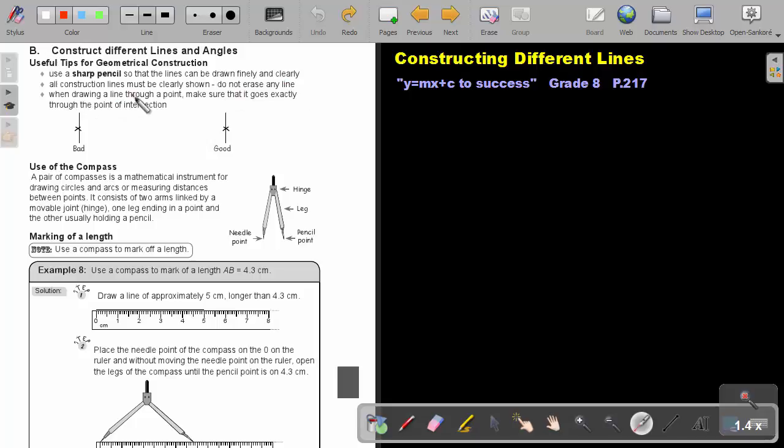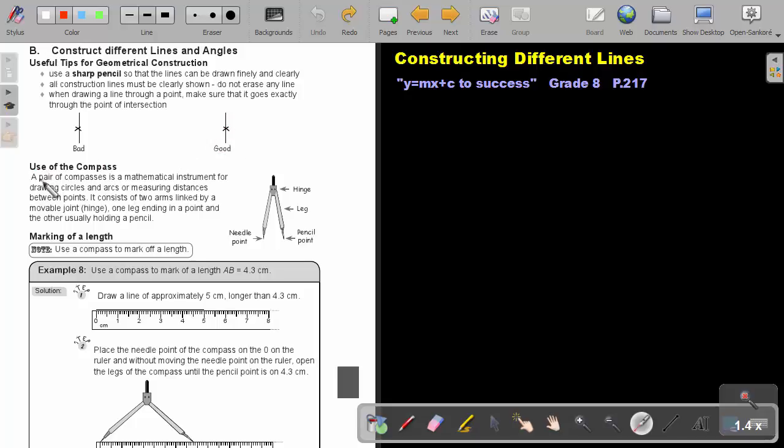When drawing a line through a point, make sure that it goes exactly through the point of intersection. This is not going exactly through that point of intersection, so it's a bad straight line. This one is going exactly through the point of intersection, so it's a good straight line.